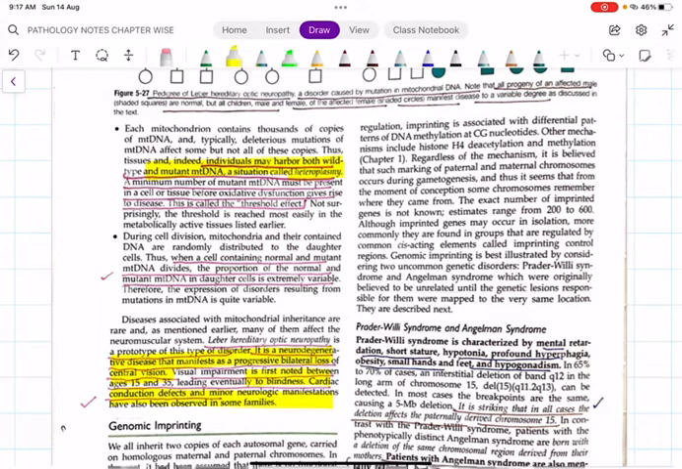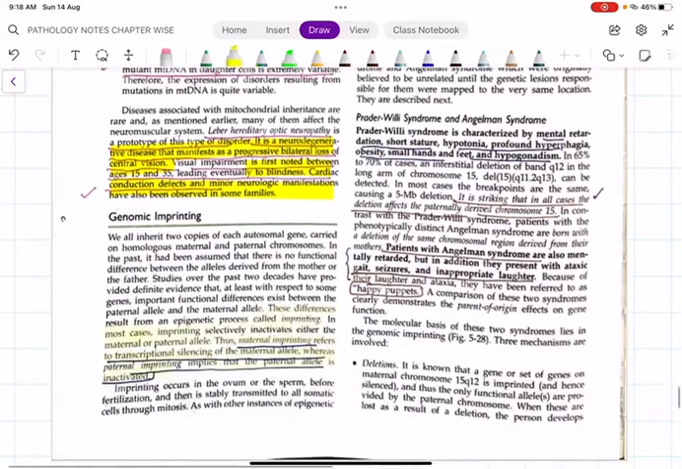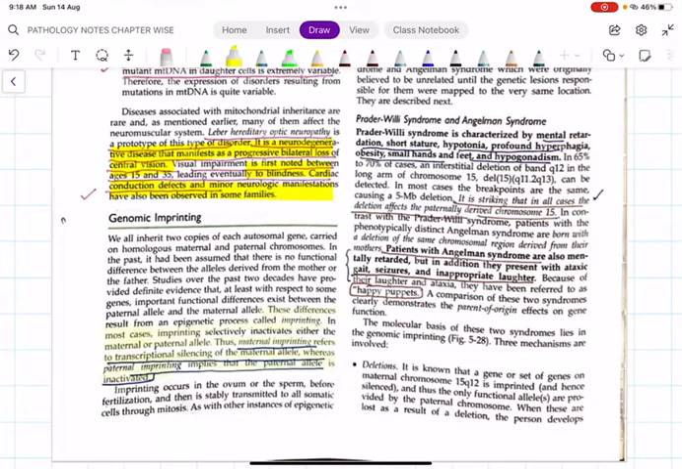And remember, for the disease to manifest, a minimum number of this mutant mitochondrial DNA must be present. That is what we call the threshold effect. Threshold means a minimum amount, right? So a minimum number of mitochondrial DNA is required for clinical manifestation. What do you mean by genomic imprinting? Imprinting means inactivation of alleles.